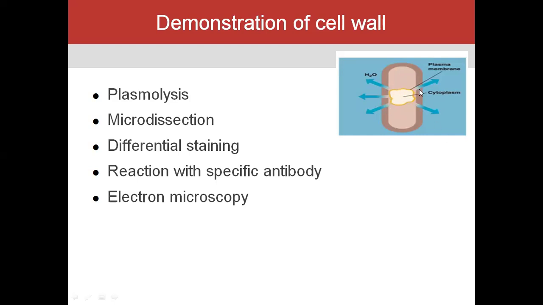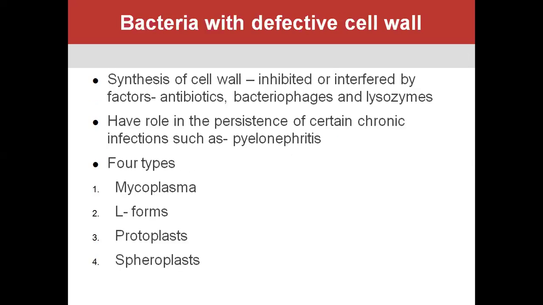In the picture you can see that whenever the bacteria is placed in hypertonic saline, sudden shrinkage of the cytoplasm occurs. The cell wall retains its original shape and size. There is no change in the cell wall shape and size, but there is sudden shrinkage of the cytoplasm. This is called plasmolysis, and the cell wall can be demonstrated by microdissection, differential staining, and as it acts as an antigen, it reacts with its specific antibody, and we can observe it under electron microscopy also.